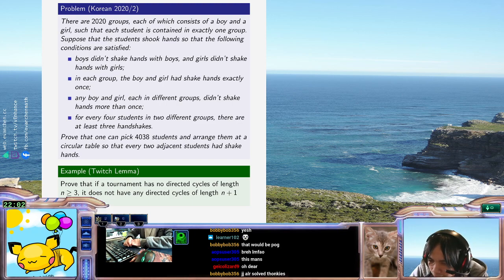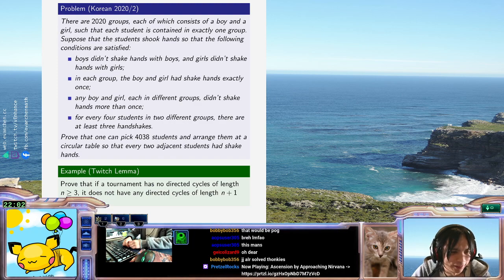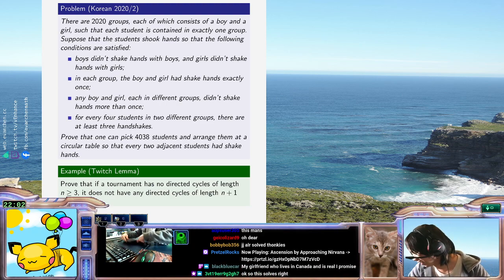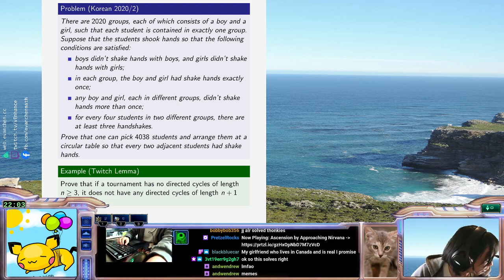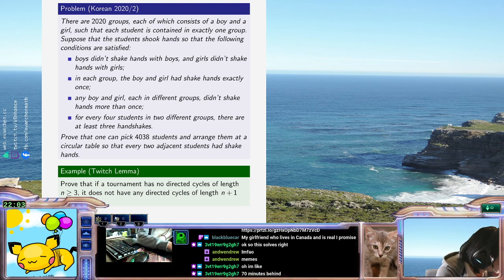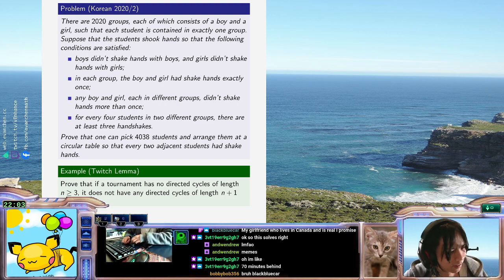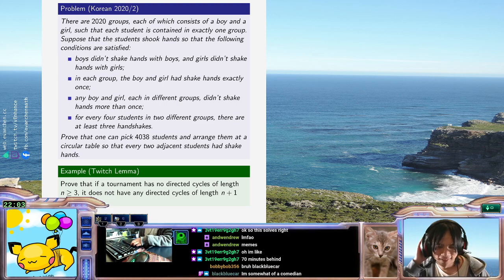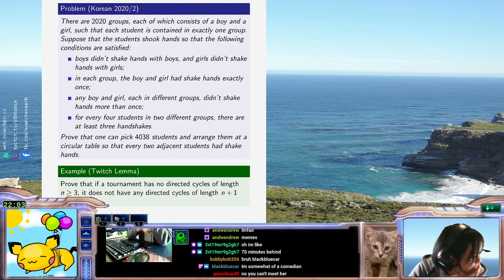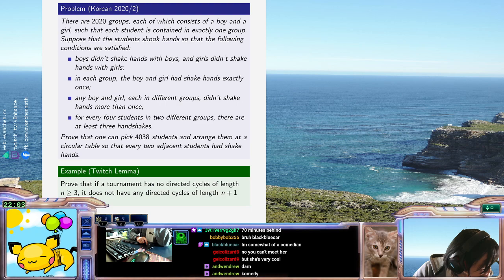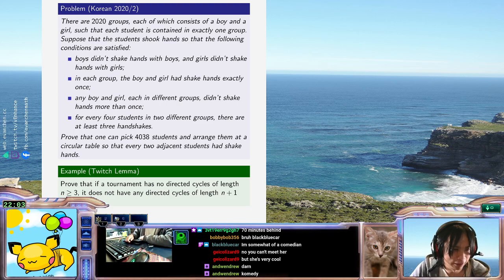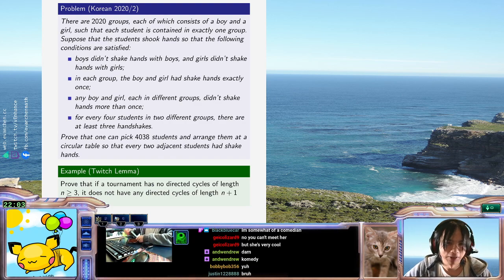I guess today's just kind of a meme day, huh? So first it's a parabola, and then there's a Twitch lemma. Twitch lemma reincarnate. So, from Black Blue Car, shout out to my girlfriend who lives in Canada and is real, I promise. Her name is Alberta. She lives in Vancouver or something like that. Or her name is Vancouver and she lives in Alberta.